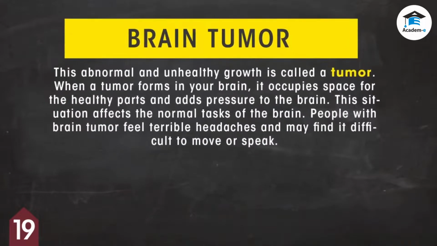Brain tumor. There are instances wherein some parts of the brain grow uncontrollably and do not perform like the other healthy parts. This abnormal and unhealthy growth is called a tumor. When a tumor forms in your brain, it occupies space for the healthy parts and adds pressure to the brain. This situation affects the normal tasks of the brain. People with brain tumor feel terrible headaches and may find it difficult to move or speak.